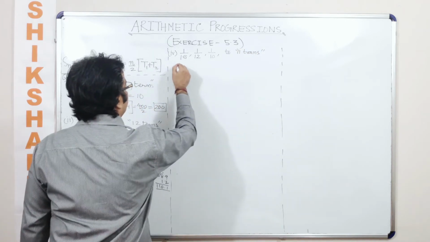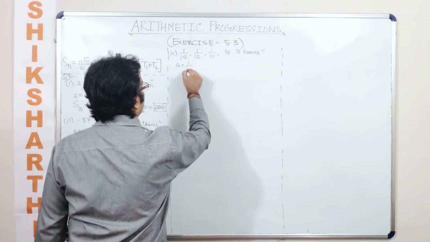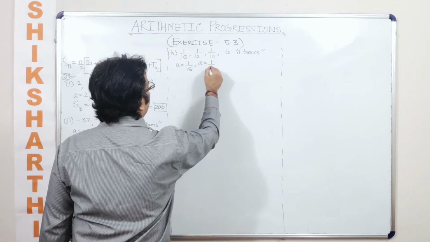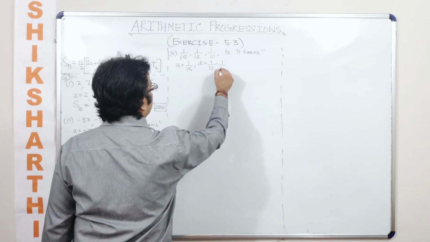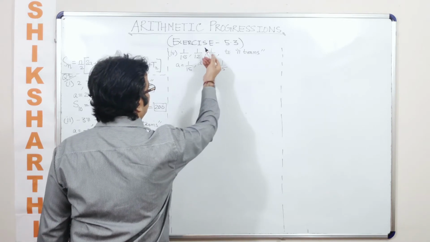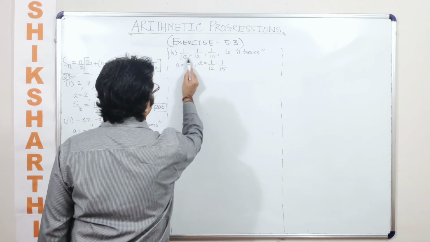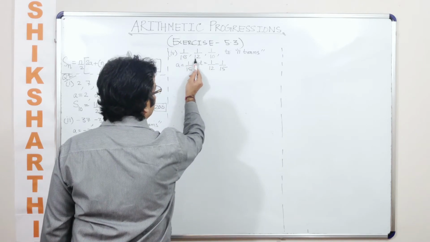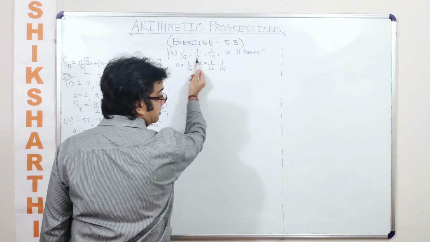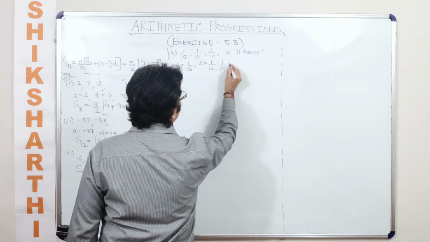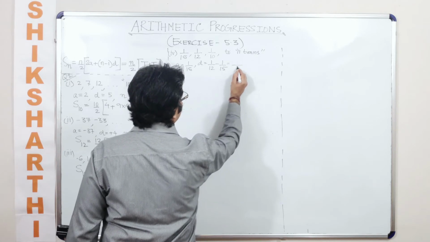So what is the value of a here? 1 by 15. What is the value of d here? So you will say this is nothing but 1 by 12 minus 1 by 15. The best way, if you had to do it orally, is to write down equivalent fractions such that they have a common base. Common base means common denominator. So here, can I take the LCM as 60?